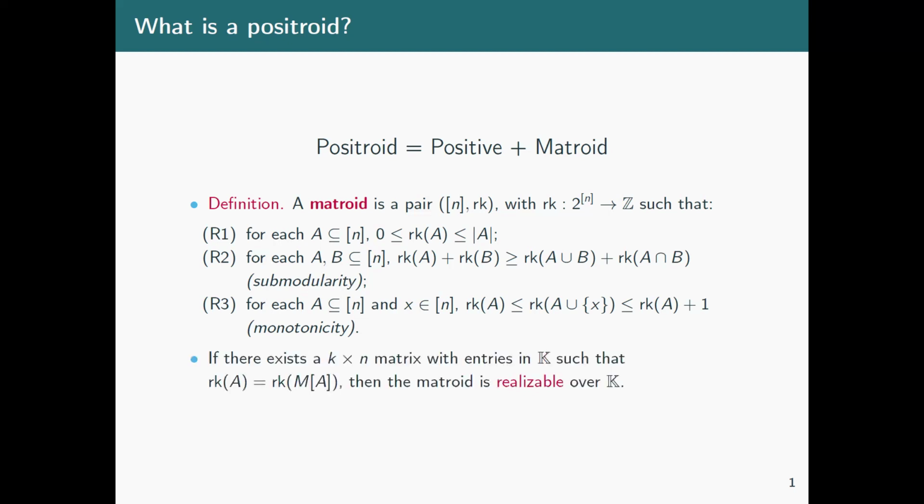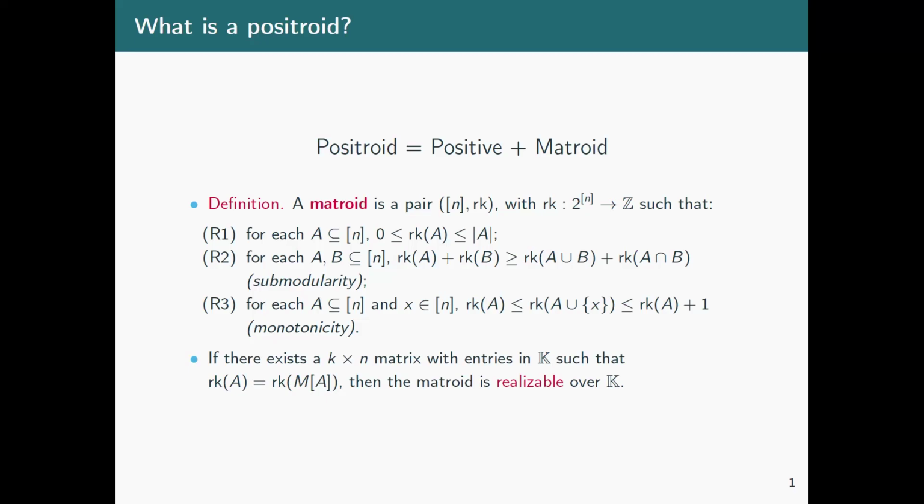Okay, so how can we construct a matroid? If we have a k by n matrix with entries in a field K, then we obtain a realizable matroid over the field K. And this rank function is defined by taking the rank of the submatrix which has columns indexed by the set that we are considering.